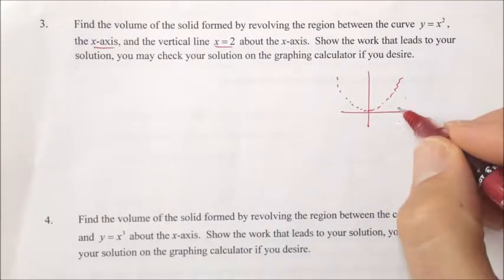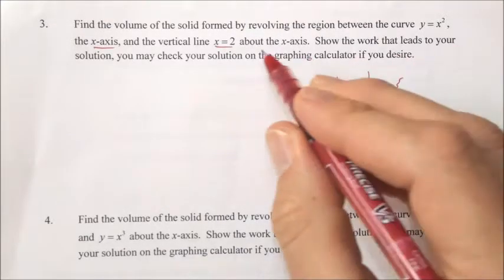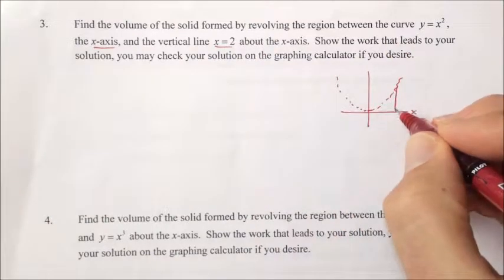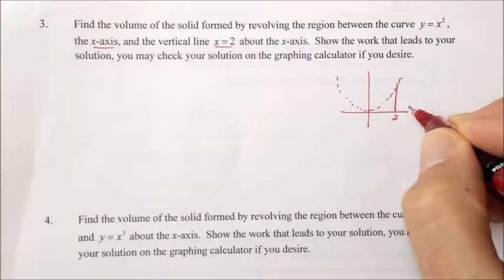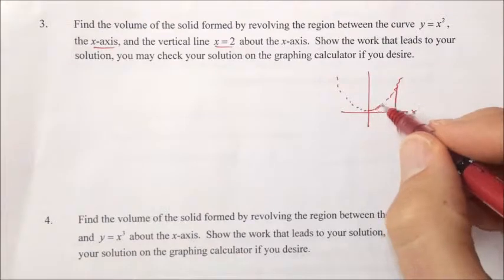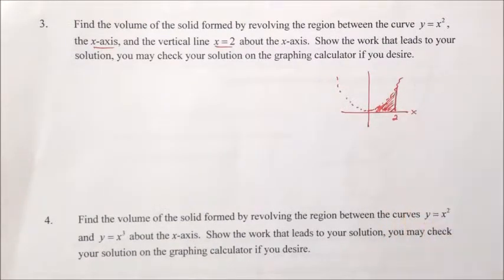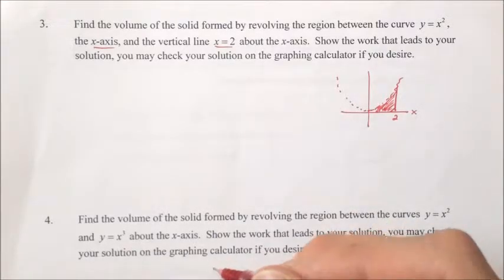We've got the x-axis, which is already down there, and then we've got the vertical line x equals 2, which is right here. So we're looking at this region right there, and it's going around the x-axis. It's a regular disk method problem, if you will. There's only 1 curve, and it's x squared.